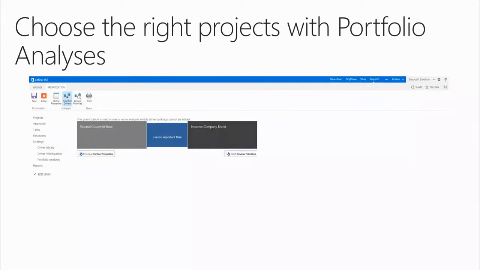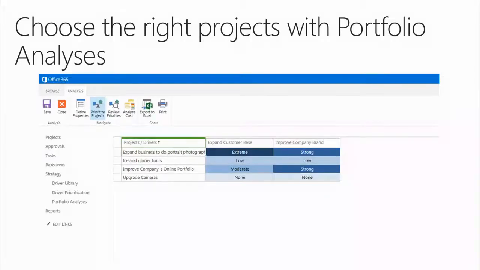And then the next step is you actually compare them. We have 2: improves the company brand and expands the customer base. In this case, we say expanding the customer base is more important for us than improving the company brand. As you go through the projects, you say this project does this one strongly, or the impact is extreme or low. As you do that and it goes through the list, it starts comparing them across all the drivers, and it will prioritize based on all the drivers that you have.